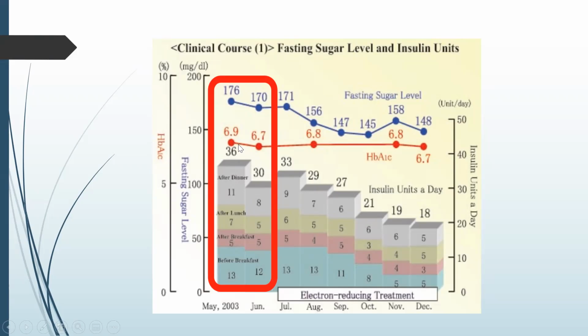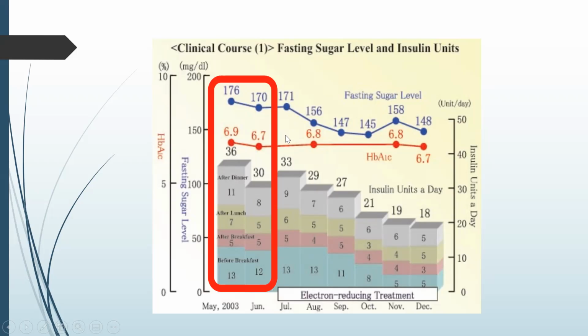HbA1c, which is also a measurement for blood sugar, is also high at around 7, 6.9, 6.7. Then you can see the insulin units that he injected every day: before breakfast 13 units, after breakfast 5 units, after lunch 7 units, after dinner 11, and June is similar. The total is 30 to 36, which is a lot of insulin per day for his condition, because he's a diabetic patient with a lot of complications.